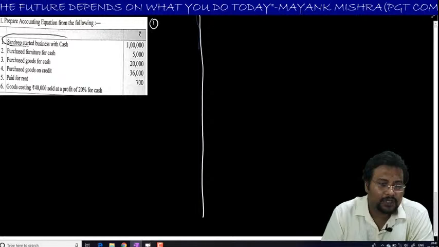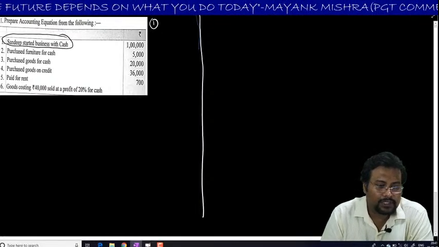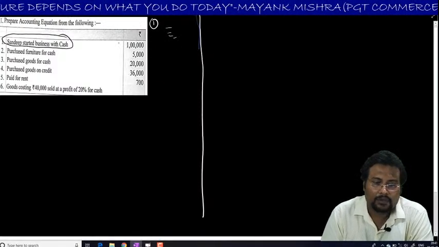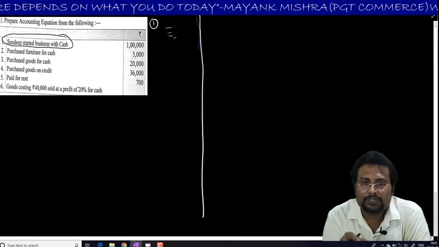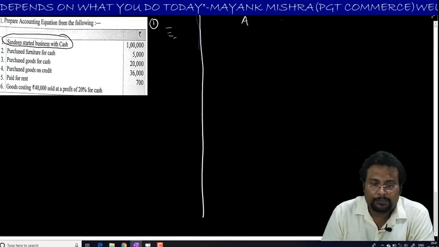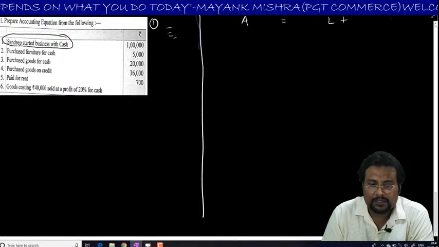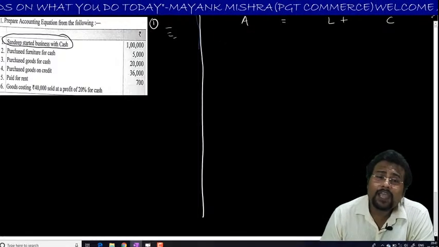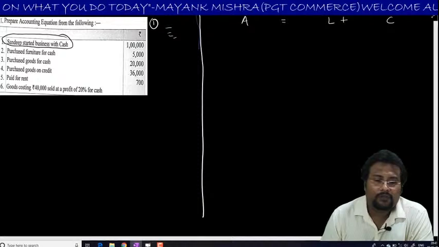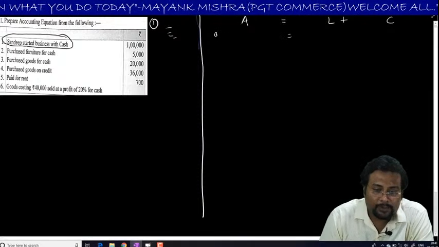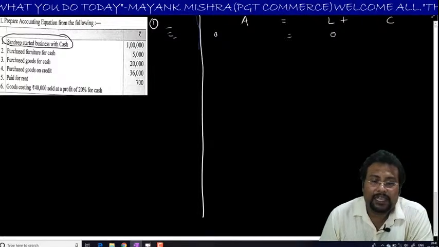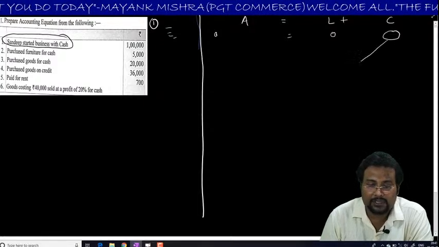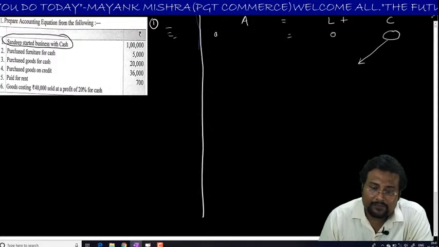This whole concept: Sandeep started business with cash. You can write it down here. We have to just write down assets on one side, liability plus capital on the other. Whatever assets we find, we write down here, and if any liability increases, we write down here, and if this particular transaction affects the capital, we write down here. Now what can affect the capital?